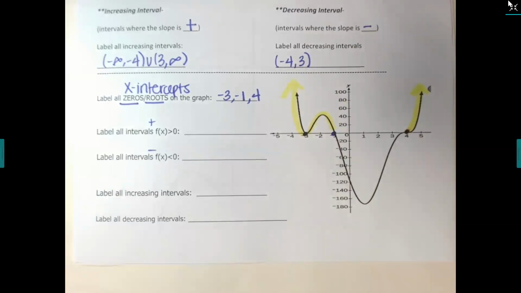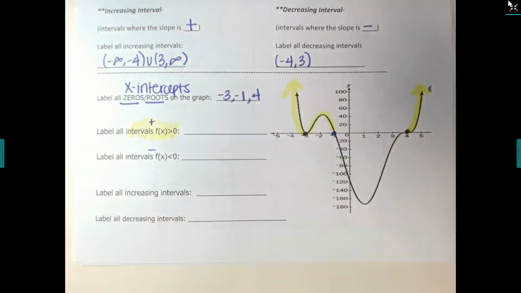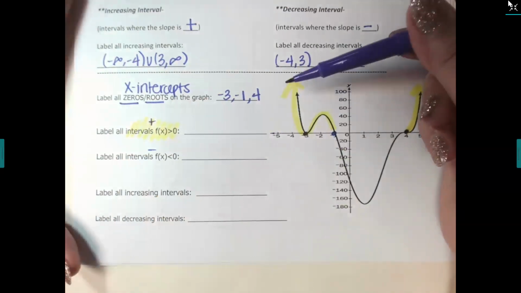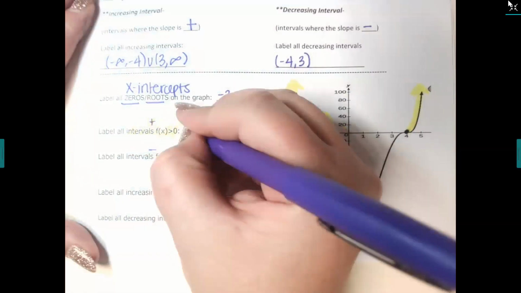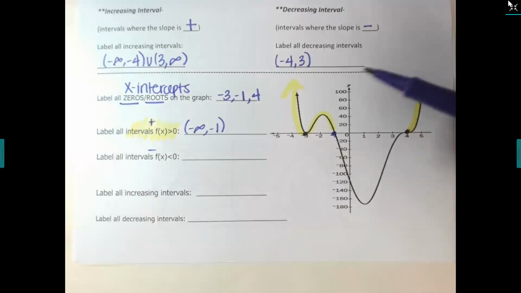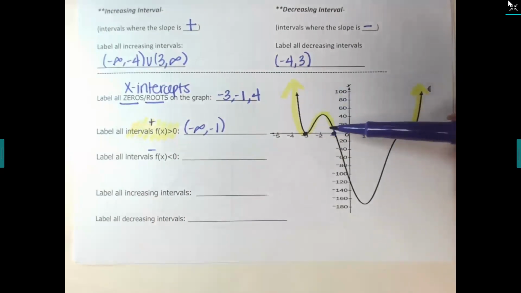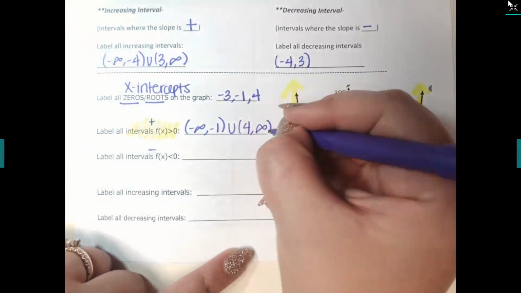Okay. So let's write our sections for the positive intervals, which I'm going to still label in yellow. Okay, I see that from the left end of the graph, all the way until -1. So from -infinity until -1, I stay above the x-axis over here. Then I have my little part where it's below. I'm going to skip that for now. And then from 4 until infinity, we have a second section of the graph.